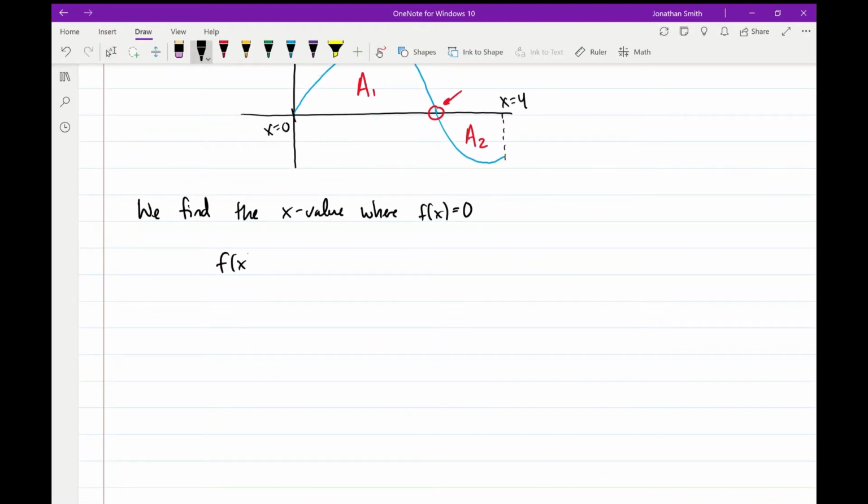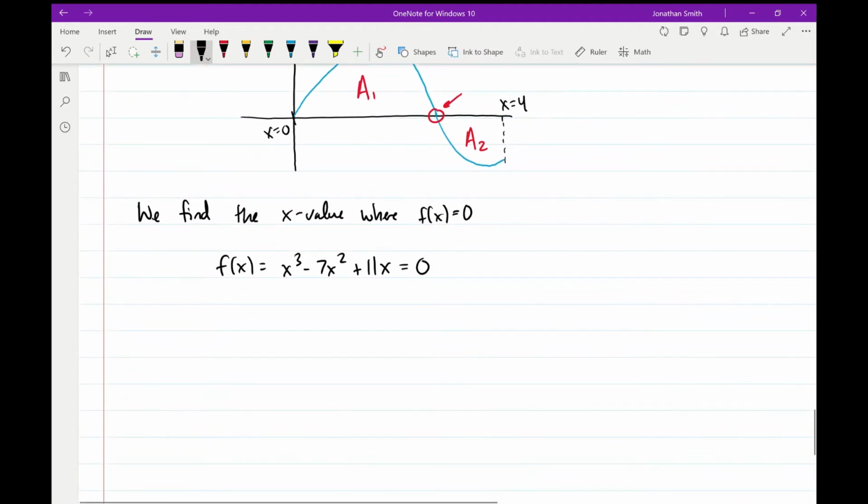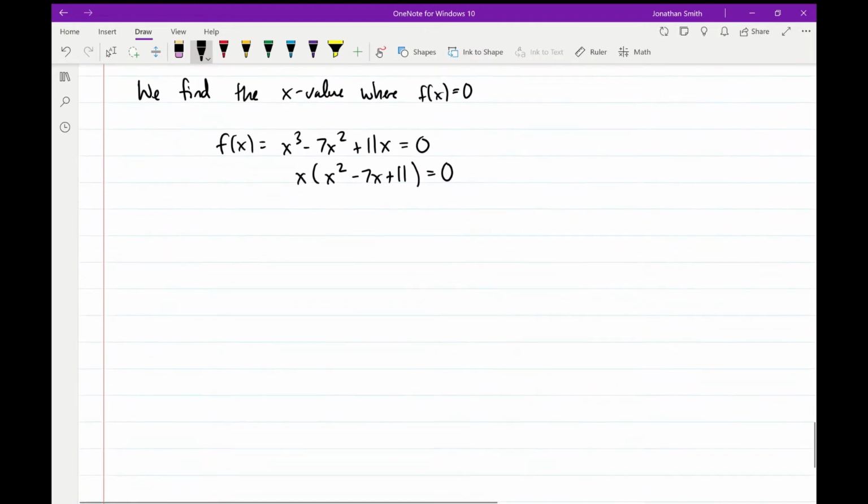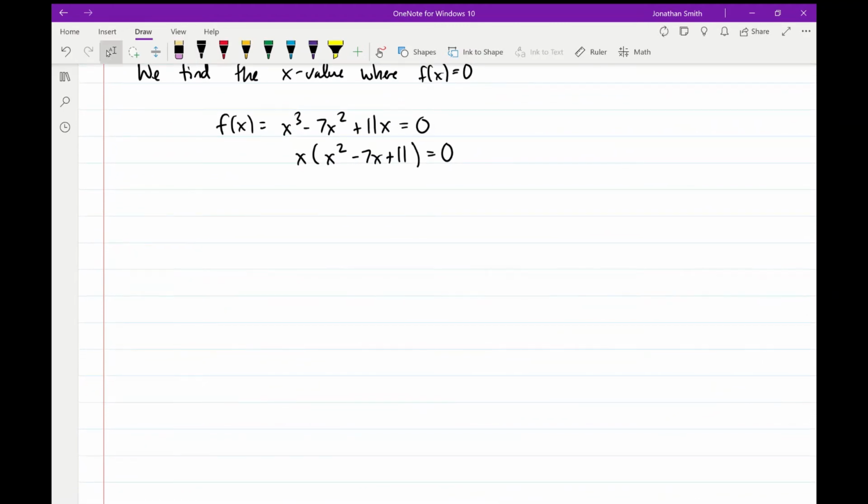Okay, so f of x is equal to x cubed minus 7x squared plus 11x, and we're setting it equal to 0 so we can find that point. And the first thing I notice is that I can take an x and factor it out and get x squared minus 7x plus 11 is equal to 0. And unfortunately, this quadratic, x squared minus 7x plus 11, does not factor well, so we're going to have to use the quadratic formula.